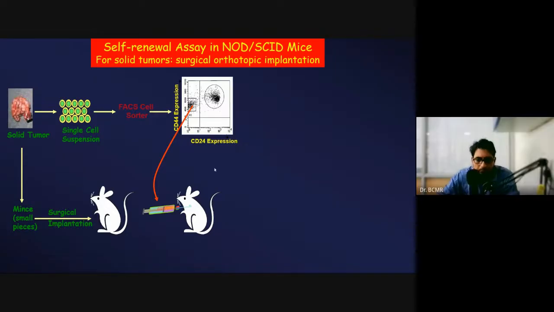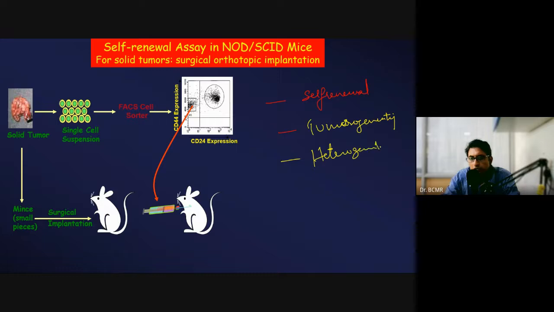Good morning, everyone. In the last class, we were discussing cancer stem cells. We discussed their properties and how to experimentally determine them or characterize something as cancer stem cells. If you quickly remember, the cancer stem cells have three properties. One of them is self-renewal, the second one is tumorigenicity, the ability to produce tumors, and the third one is heterogeneity, the ability to differentiate.